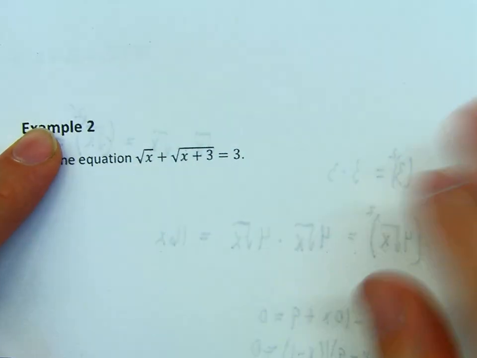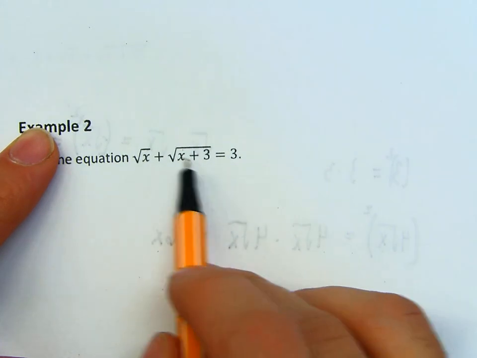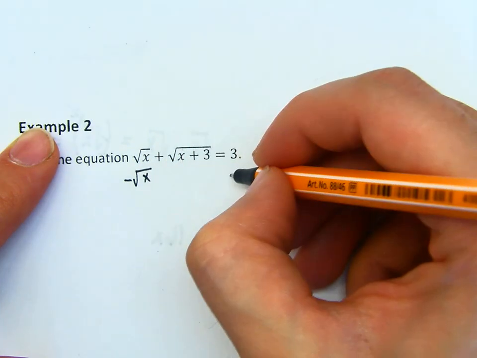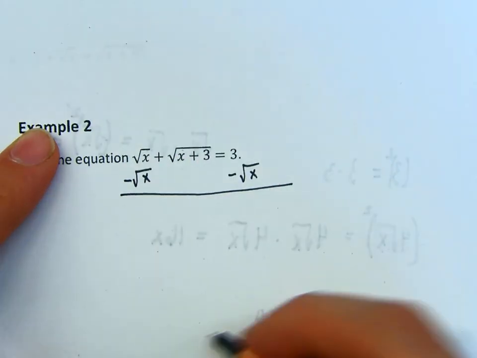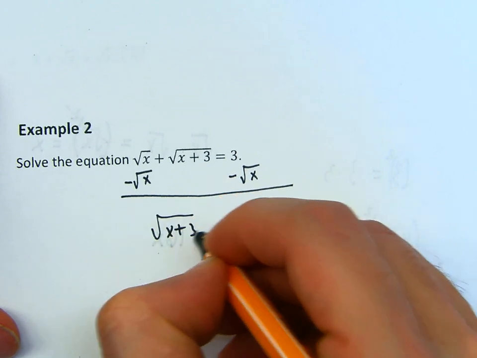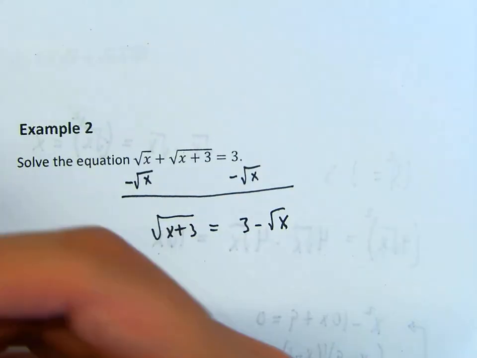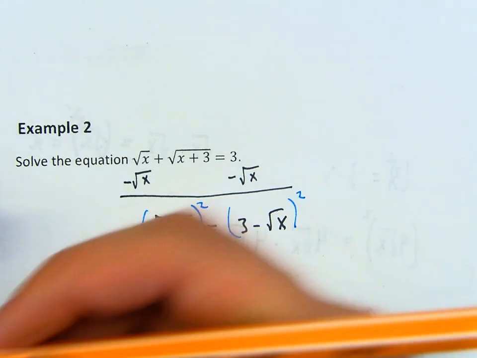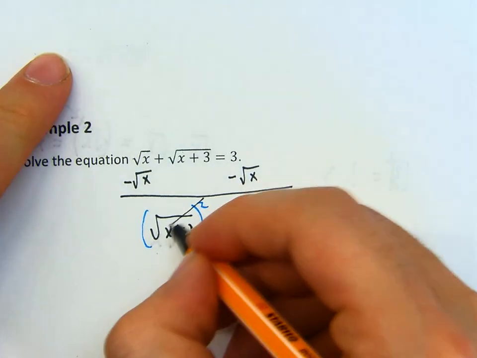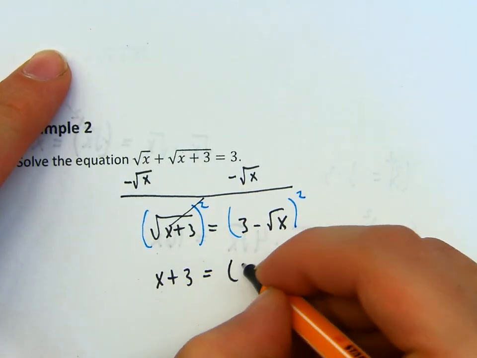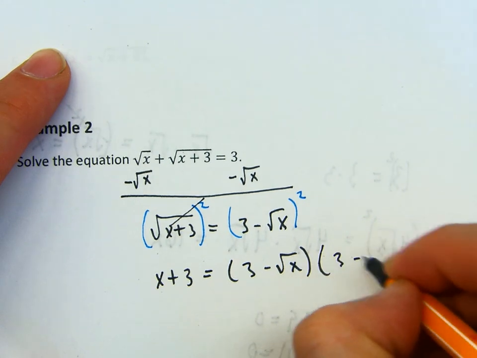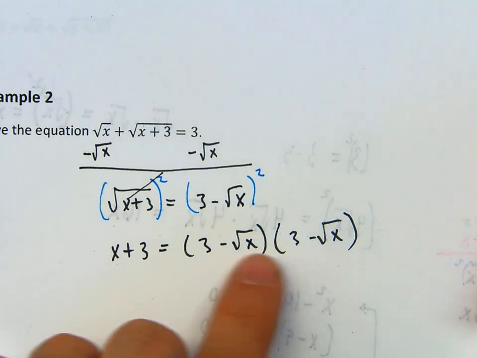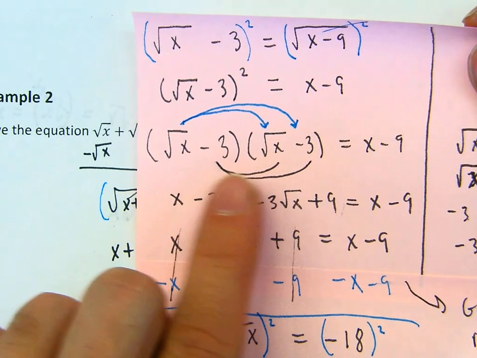What I would do to make my life a little easier, I would subtract one of these to the other side. And let's see why. Because if I do square root of x minus square root of x on one side and minus square root of x on the other side, now I have square root of x plus 3 is equal to 3 minus square root x. And now here, if I square both sides, notice this cancels, so I have x plus 3 equals, now this is not as bad to do 2 of these. And you have to remember how we did something very similar to this when we did that, okay?